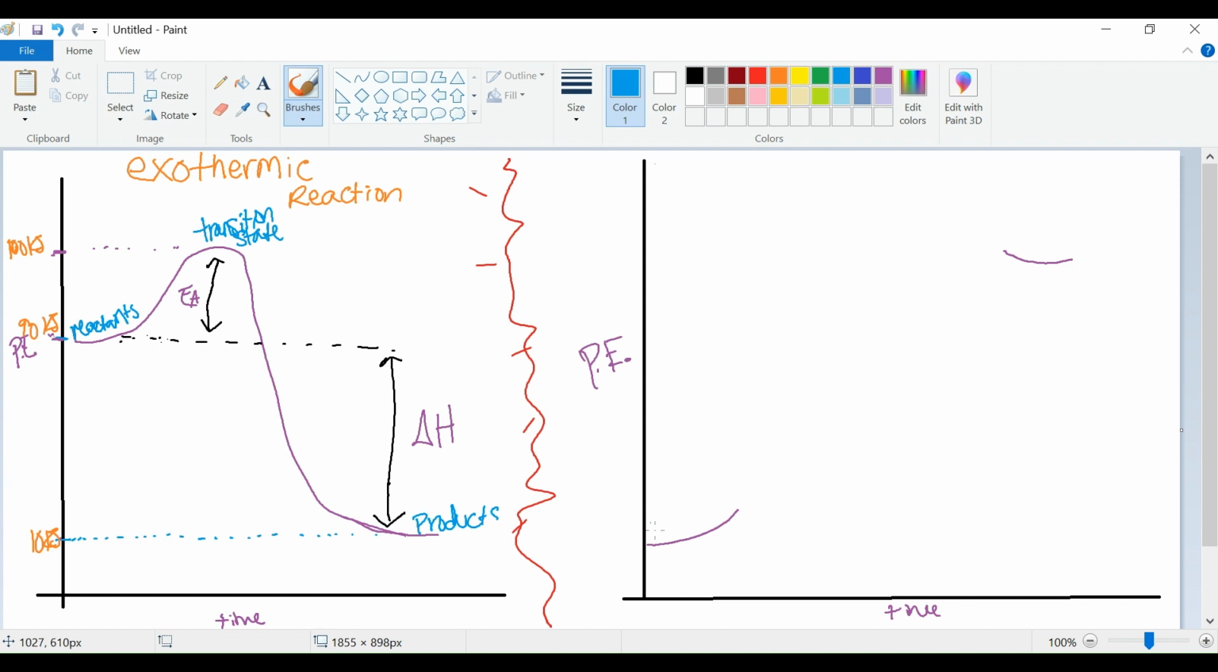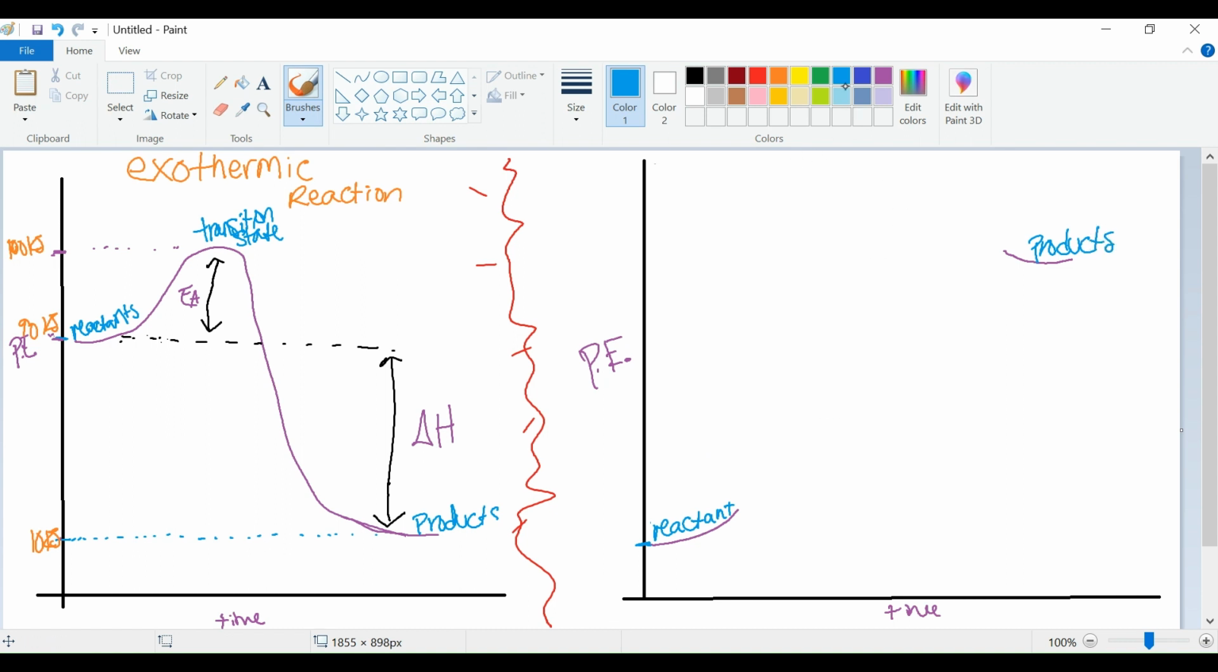So here in this situation, my reactants were more stable, which means that they had lower energy. They had less potential. They're really stable. They don't want to react. They're happy the way that they are. My products have pretty high potential energy. They are less stable, ready to react.